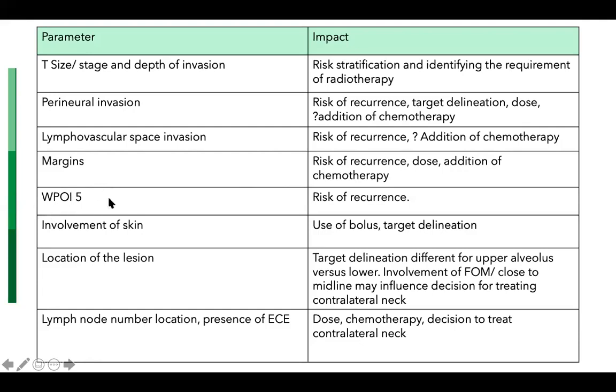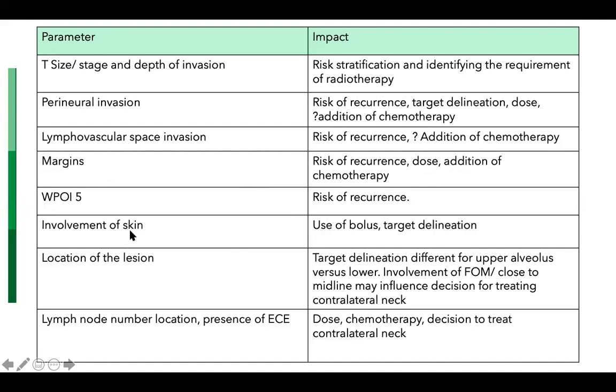Then worst pattern of invasion. So if somebody has a worst pattern of invasion 5, even in a tumor which is less than 2 centimeters in size, they have almost a 40% chance of local recurrence. And therefore, this is a group of patients that should be considered for radiotherapy at least.